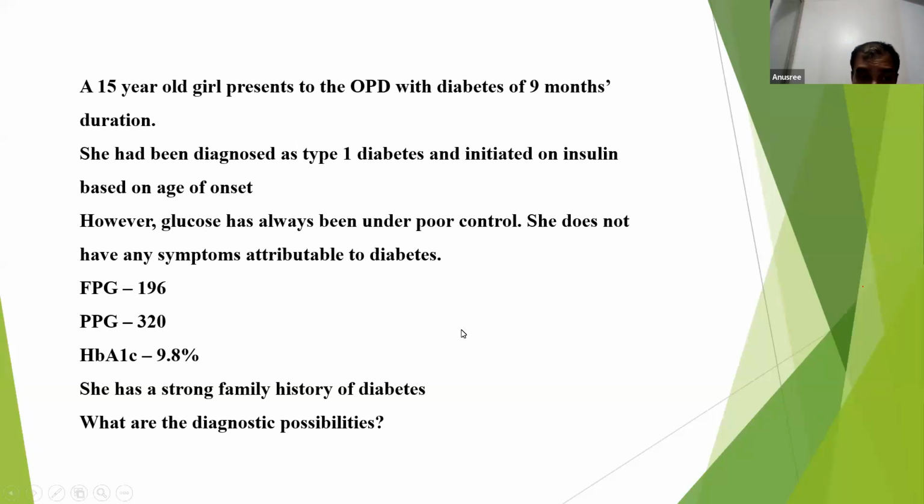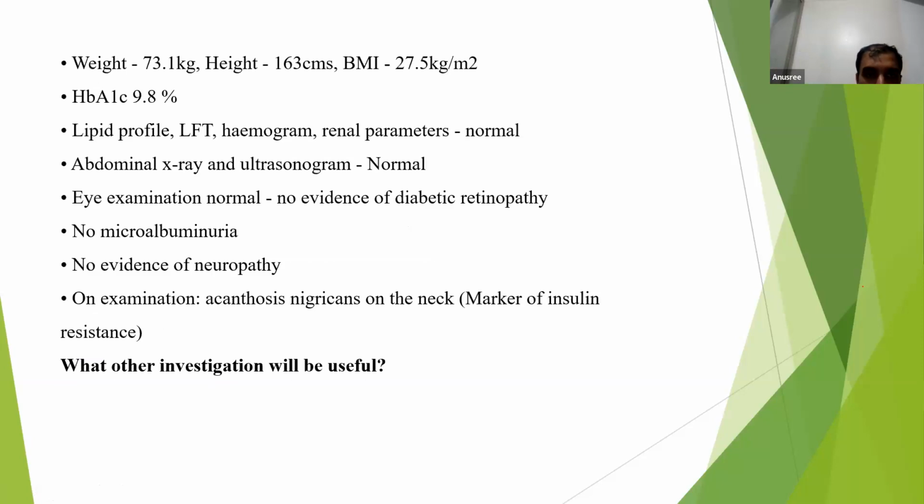The patient is with us, and we have to look for the routine examinations. Here, the main factor is she's having a strong family history of diabetes, and this suggests that there is a possibility of not being type 1. In her height and weight, the weight is 73 and height is 163, and her BMI is 27.5 and HbA1c is 9.8. We will go through all the other routine examinations, and on examination, we will see markers of insulin resistance, and she's having acanthosis nigricans.